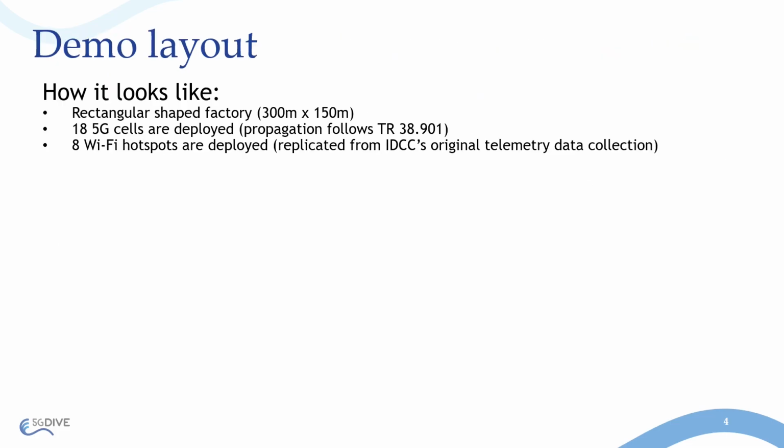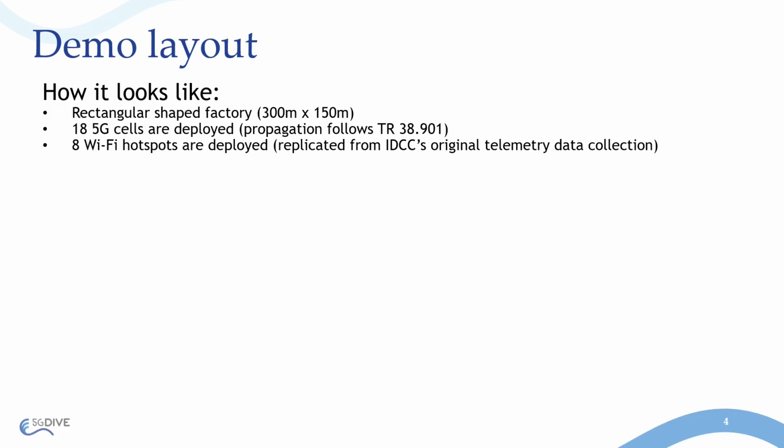The specific scenario of interest chosen for this demonstration follows the report's recommendations for Industry 4.0 factory facilities. A rectangular-shaped factory of 300 by 150 meters is considered. Inside, 18 5G cells are deployed. For each of the cells, the propagation of waves and other channel characteristics follow the report's recommendations. With these, it is possible to derive coverage maps inside the factory that are then used in the underlying predictions and functionalities of the app.